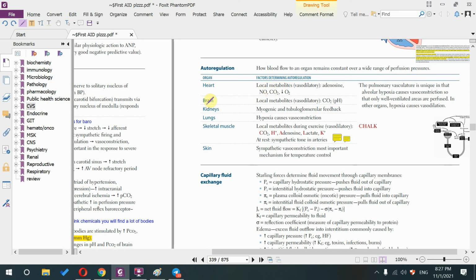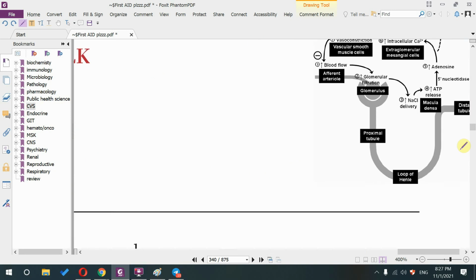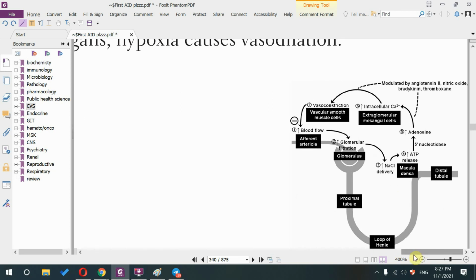Okay, inside of the brain, the vasodilatory local metabolite will be the CO2. Remember, why is it not the O2? O2 does not have receptors inside of the brain, so it's irrelevant. It's only CO2. The kidney, it's something called the myogenic and the tubuloglomerular feedback. Guys, when I looked at this the first time, I could not understand it really. And I tried to read the explanation in many places. I could not until I saw this. So this is the only way I could understand it. So I will send you the picture and then I will explain it.